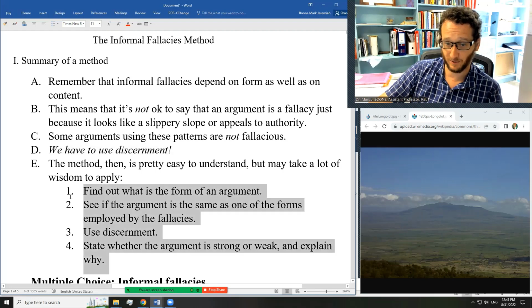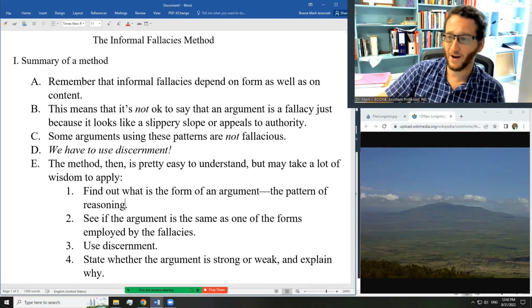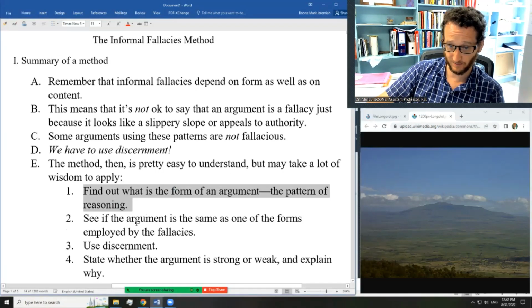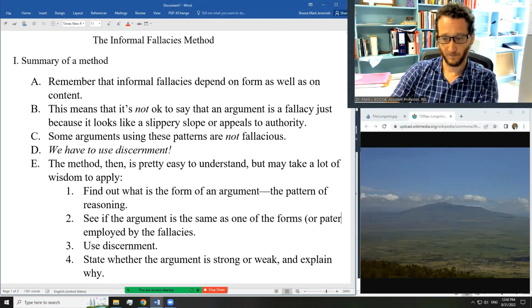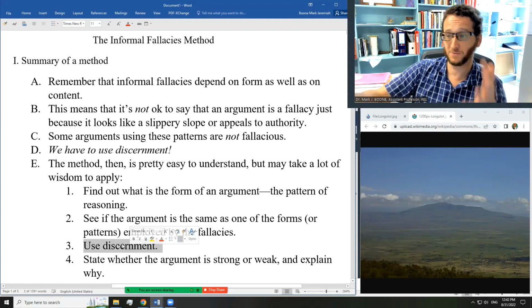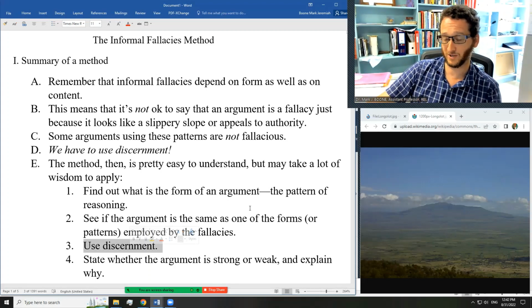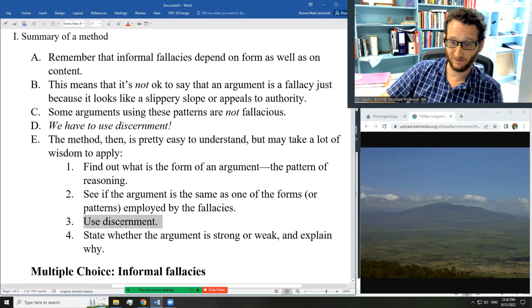So the method then is very simple. It may take a lot of wisdom to apply, but the method is simple. Find out what is the form of the argument, or what is the pattern of reasoning. Find out how we are reasoning about things, in other words. See if the argument in question is the same as one of the forms, one of the patterns of reasoning employed when we talk about these fallacies. And then use discernment. Then state whether the argument is strong or weak and explain why. That's it. It's a very simple method to understand, I hope. May be difficult to apply because a lot might happen in that discernment phase.